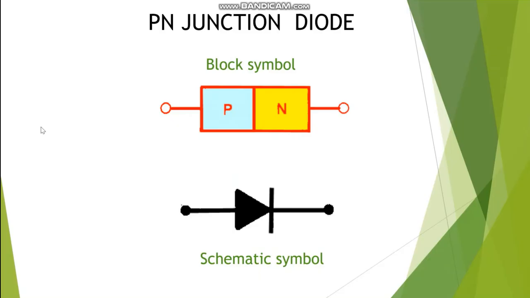This is the block symbol for a diode. The schematic is in black below it. So one way of remembering, because this was one of the common issues that students had yesterday, is to take a look at this. You can think of this vertical line here.